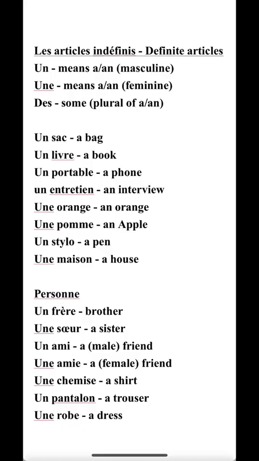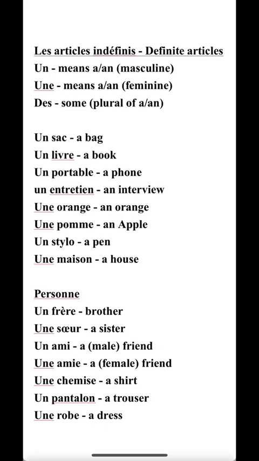These are the vocabularies, but before we continue with the vocabularies, I would like to talk about the articles, that's the definite articles. So we have the definite articles to be un, une, and des. We have un to be a or an, une to be a or an, and des means some. That's the plural of a or an. Normally, when we are making use of a or an in English, we do not consider any gender. But when we're talking about French, a or an, that's the un or une, you have to regard the gender. So if the noun is masculine, you have to make use of un. And if the noun is feminine, you have to make use of une.